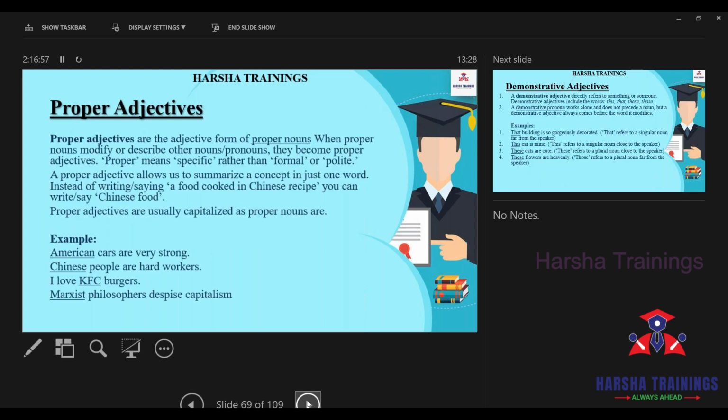Understood? Proper adjectives are the adjective form of proper nouns. We know what proper nouns are. So adjectives of proper nouns are proper adjectives. Example, American cars are very strong. What cars are strong? American cars. So American becomes the proper adjective. Similarly, I love KFC burgers. What burgers do I love? KFC. So KFC becomes the proper adjective. Understood?